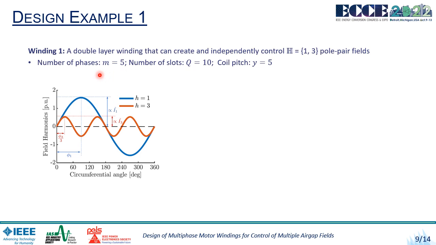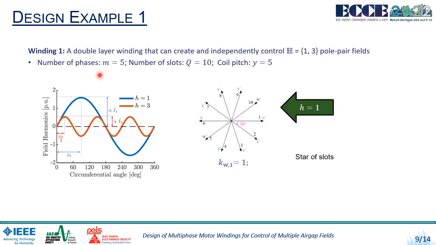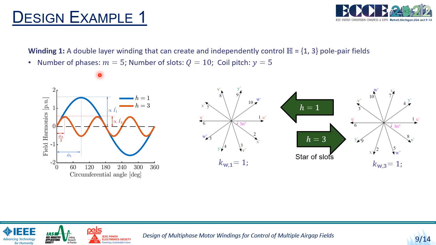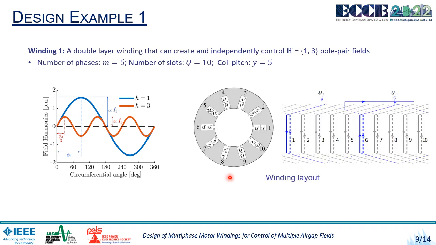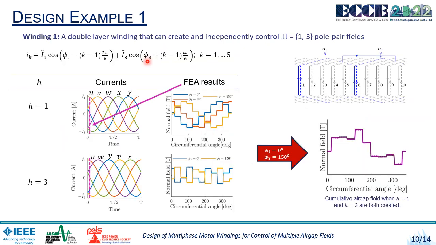First, we draw the star of slots for h equals 1, or 1 pole pair field, and then for the 3 pole pair field. It can be seen that for this winding, the winding factor is 1 for both the pole pair fields. We then arrive at the winding layout for the machine. Now that we know the winding layout, we determine the sequence currents to be injected.